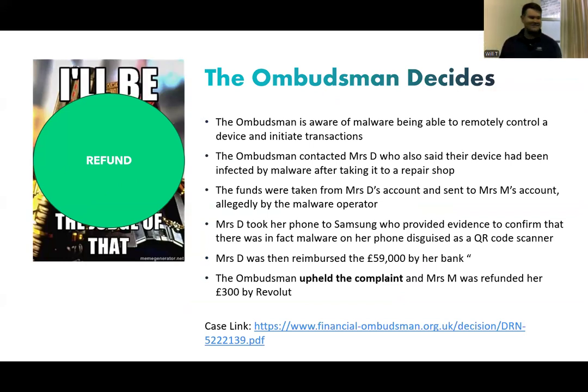So £59,000 was refunded to the first victim who had the money stolen, and then the second victim had like £300 in her account, and that was refunded as well, I think. The weird thing was, with this whole mystery Android malware, fake QR code scanner, the ombudsman doesn't have cyber capabilities. They can't remotely connect to your phone and analyze it or anything like that. But they did go to the Samsung store, and the Samsung store confirmed that there was malware on the phone. So it was real malware. And that was the thing that tipped the ombudsman's decision into refunding the money.